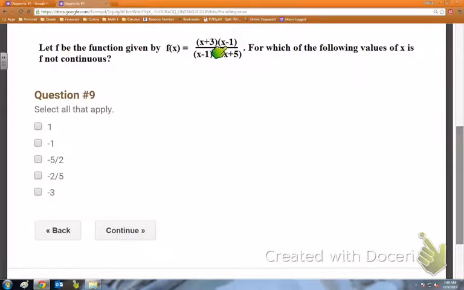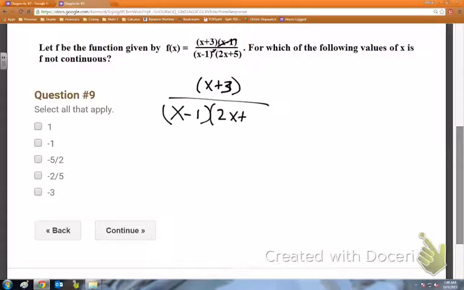Now, remember when we were learning about holes and vertical asymptotes, x minus 1 happens to be a hole because x minus 1 will cancel. When you cancel it, though, it still is also a vertical asymptote because it's still left behind. So you still have x plus 3. One of them cancels on the bottom, and you still have x plus 3 divided by x minus 1 times 2x plus 5.